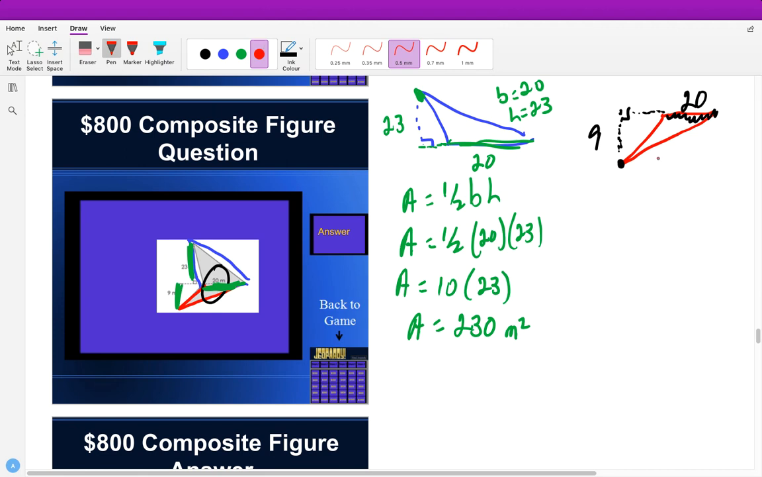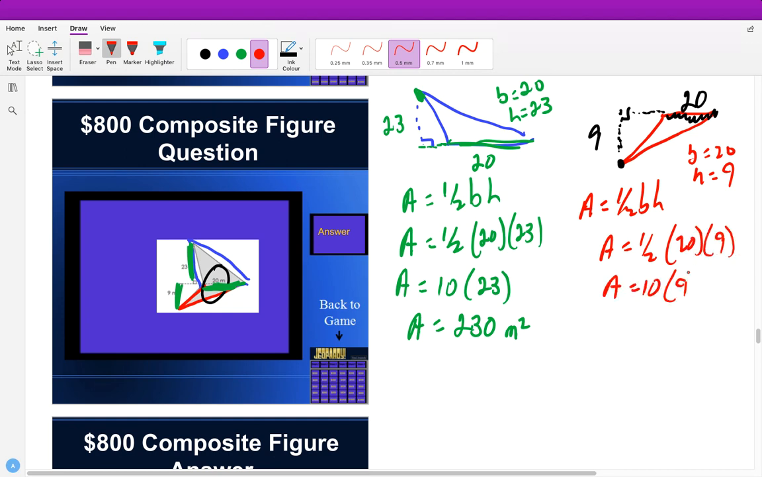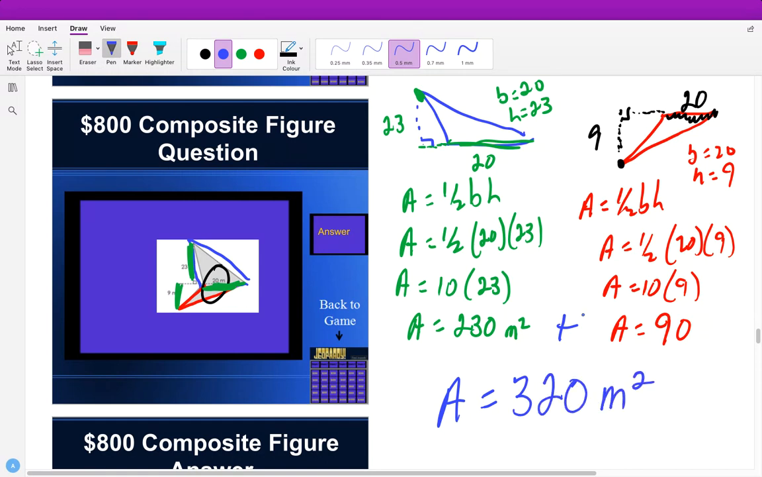So here we will then say our area is equal to 1/2 base times height. So our base is equal to 20, our height is equal to 9, area is equal to 1/2 of 20 times 9, area is equal to 10 times 9, area is then equal to 90. So now, once again, we're solving for the actual area here. We didn't create this image with parts that aren't needed, so we just need to add these two together. So our area is equal to 320 meters squared.